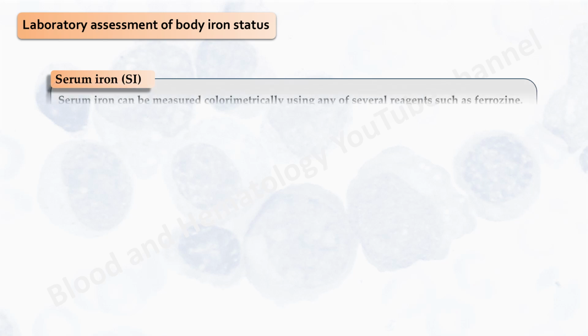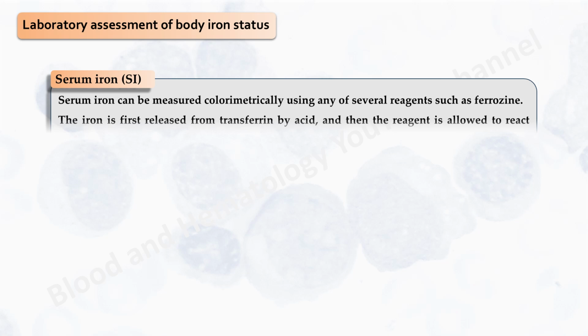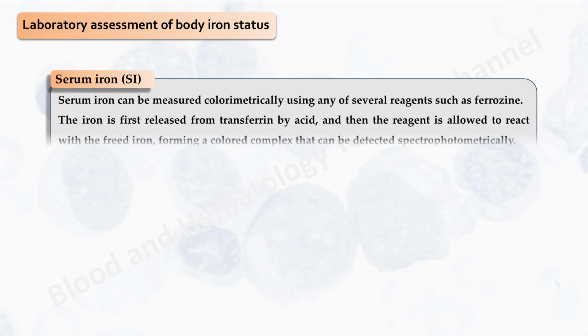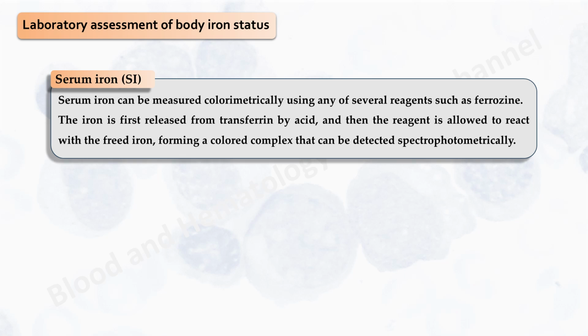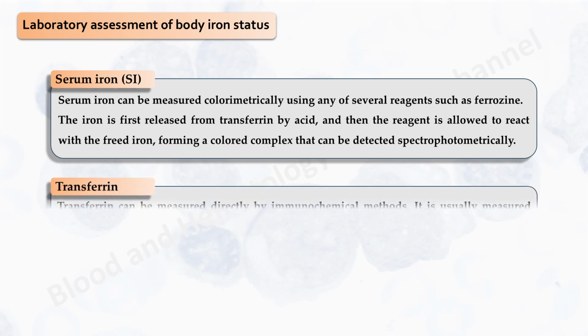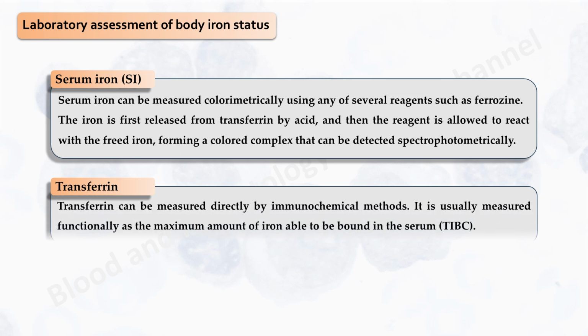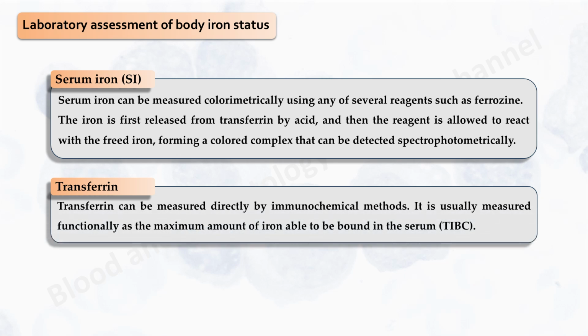Serum iron can be measured colorimetrically using any of several reagents such as ferrozine. The iron is first released from transferrin by acid, and then the reagent is allowed to react with the freed iron, forming a colored complex that can be detected spectrophotometrically. Transferrin can be measured directly by immunochemical methods. It is usually measured functionally as the maximum amount of iron able to be bound in the serum.